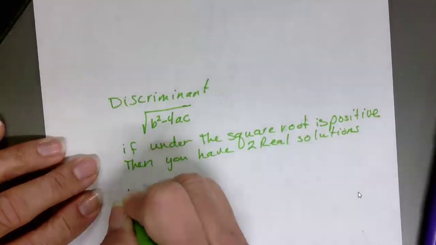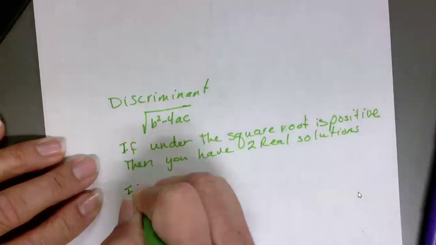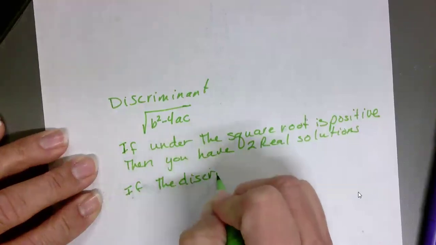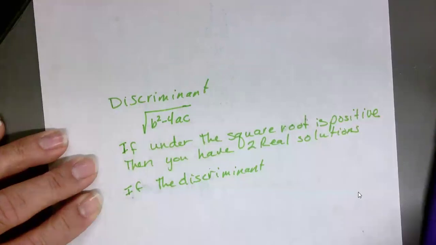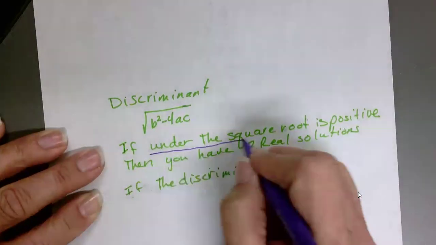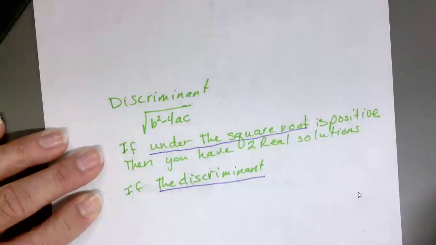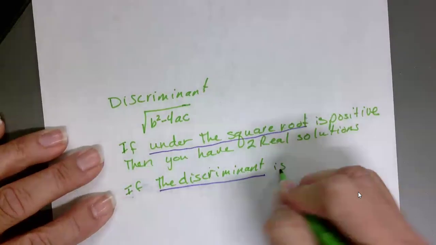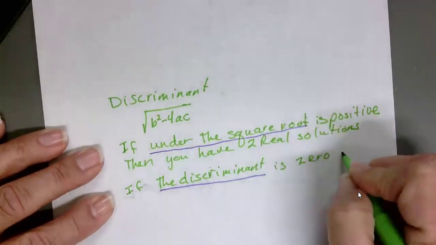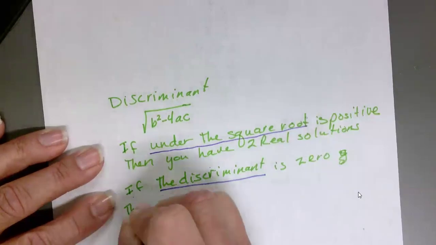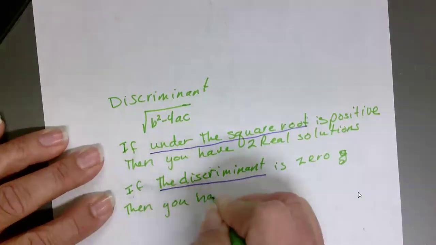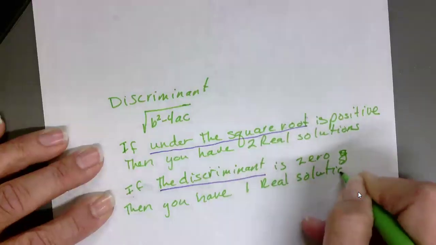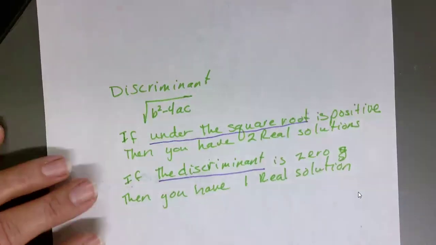But if the discriminant, which is the part under the square root, right? Those two things are the same. I'm talking about the same thing. If the discriminant is 0, then you have one real solution, because plus 0 minus 0, you're going to end up with just one answer.